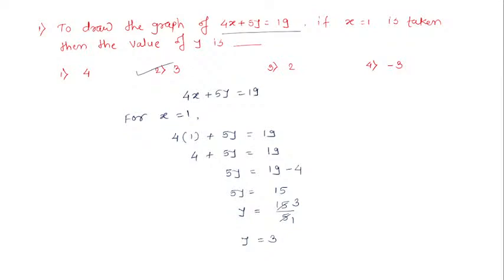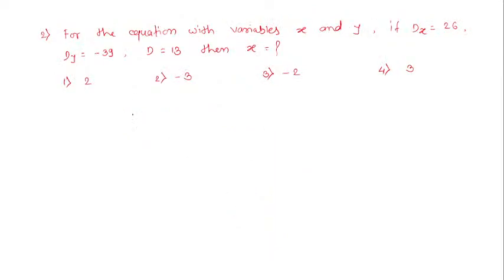So this is the way by which, if we are given any linear equation, and for that linear equation, if we have value of one of the variables, we can find the value of the other. So this is the multiple choice question that may be asked from the first topic, that is linear equation in two variables. Let's have the second question.